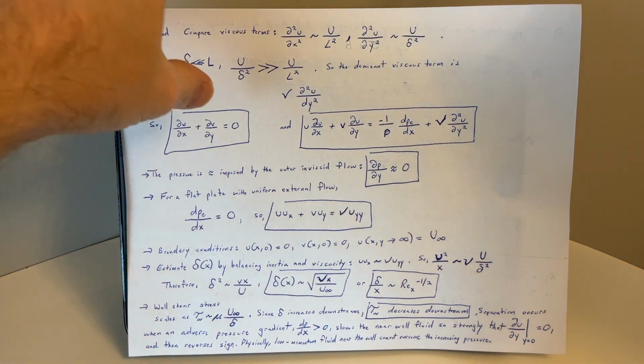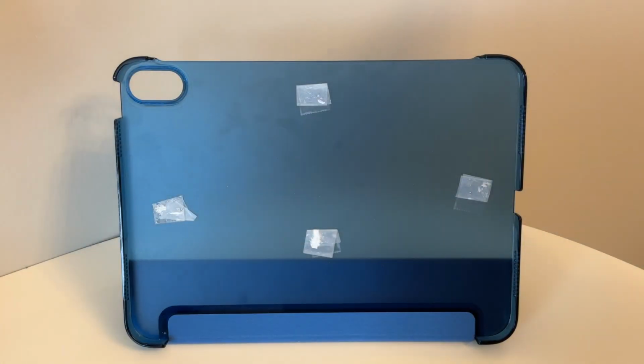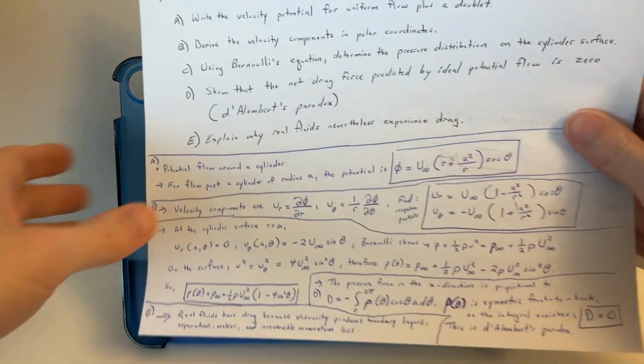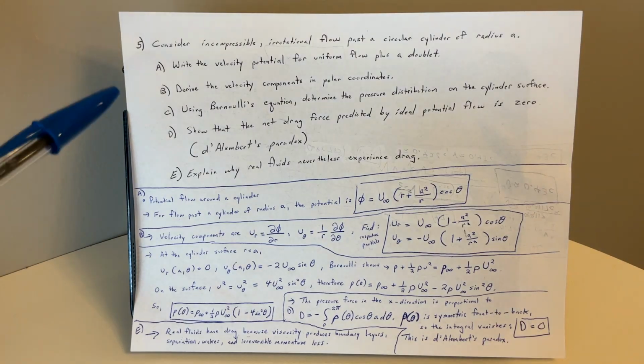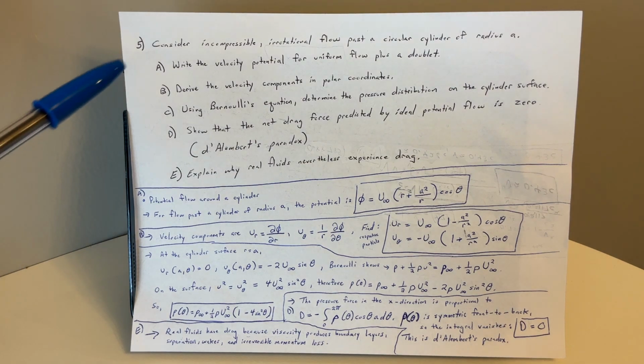Okay, and let's do number 5. This will be the last one of part 1. Number 5: consider incompressible irrotational flow past a circular cylinder of radius a. Part A, write the velocity potential for uniform flow plus a doublet.